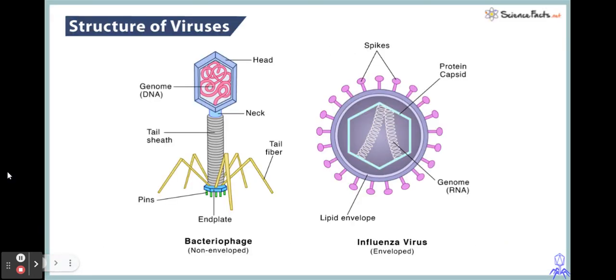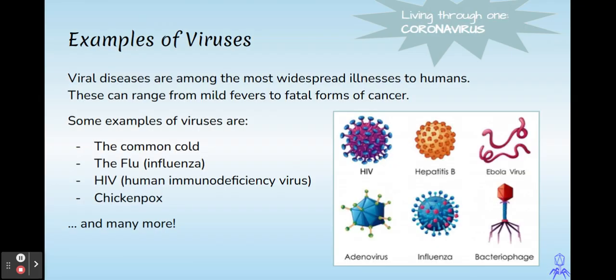So here are two main structures of how viruses look. Now, there can be many different forms and shapes and sizes to viruses, but these are the two main ones. The most classical one is called the bacteriophage. It's the non-enveloped one. It looks kind of like this with a tail fiber, an end plate, and the tail sheath, along with the genetic code and the capsid. And then we have the influenza virus, which does have an envelope with a protein capsid and the genetic code, like all viruses.